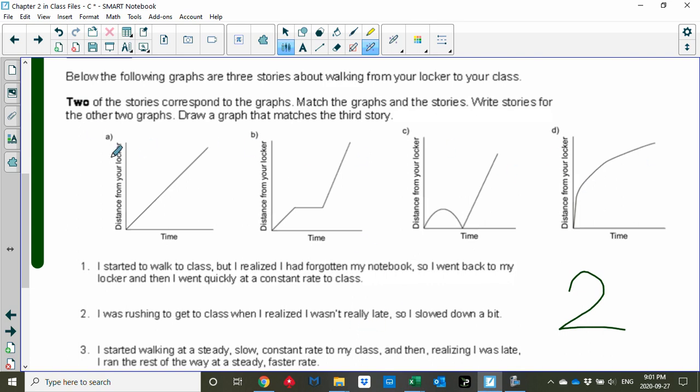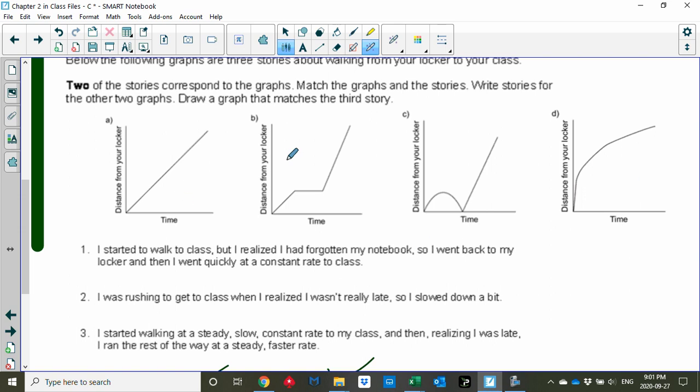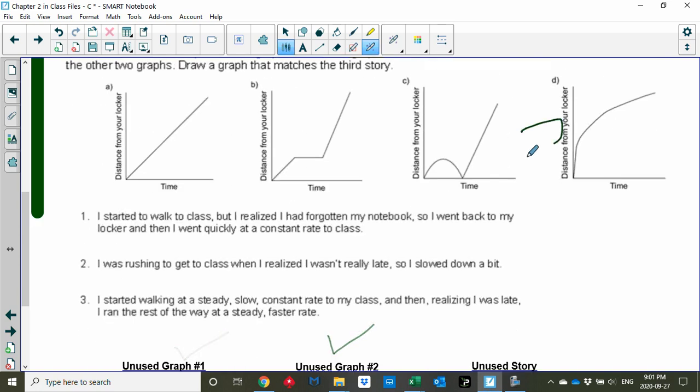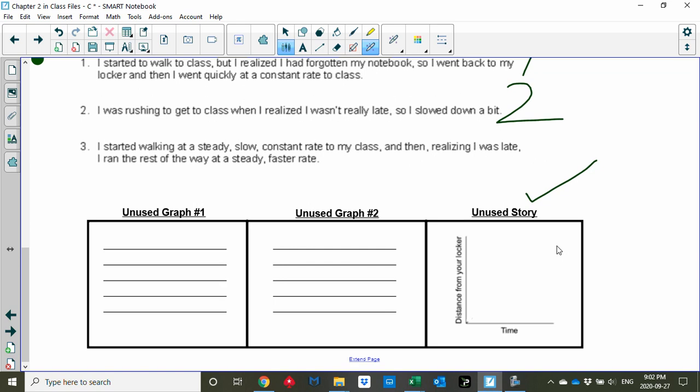That is going to leave 2 graphs left over and only 1 story. So for the 2 unused graphs, the ones that don't match 2 of these stories, you are going to create stories for them. So whichever 2 you don't use, you then create 2 stories for those graphs. And if you're matching up 2 of these with 2 of these, then you've got 1 story left over. You've got to make the graph for that story. So all of these are practice on DT graphs with movements, fast, slow, forward, back, not moving.